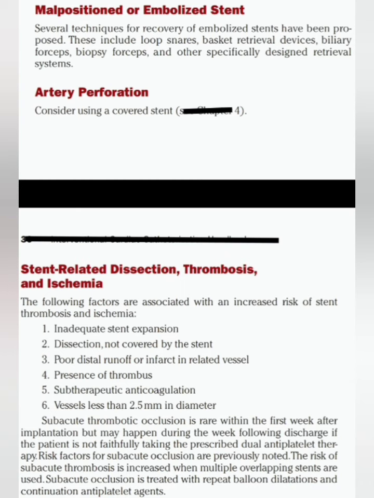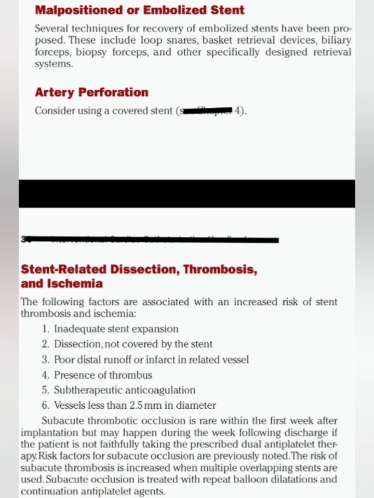Stent-related dissection, thrombosis, and ischemia: consider the following factors associated with an increased risk of stent thrombosis and ischemia. 1. Inadequate stent expansion. 2. Dissection not covered by the stent. 3. Poor distal runoff or infarct in the related vessel. 4. Presence of thrombus. 5. Subtherapeutic anticoagulation. 6. Vessels less than 2.5 mm in diameter.